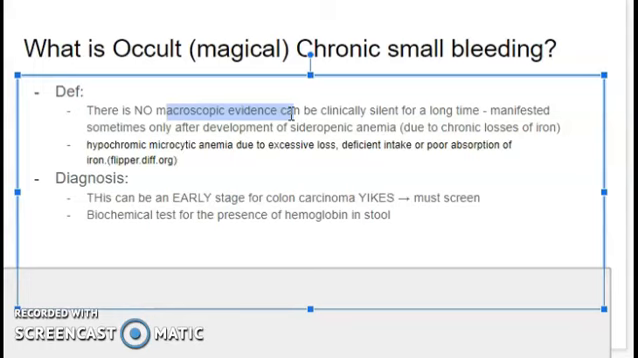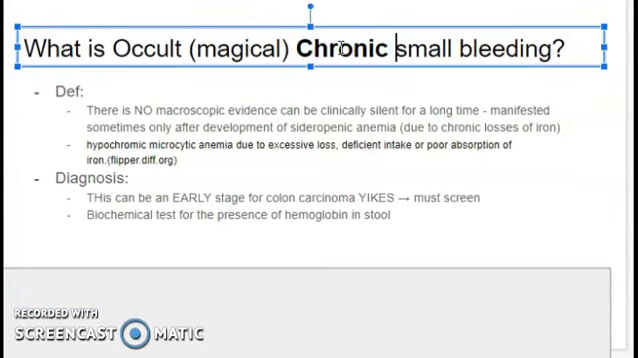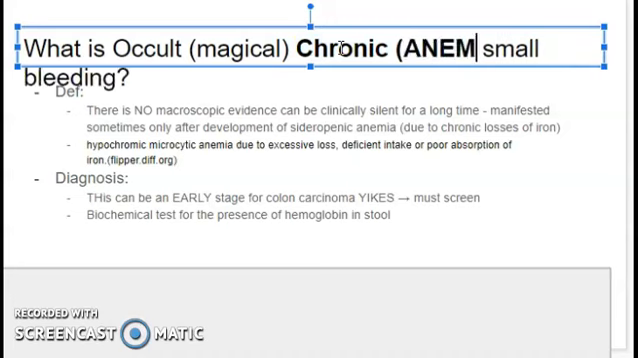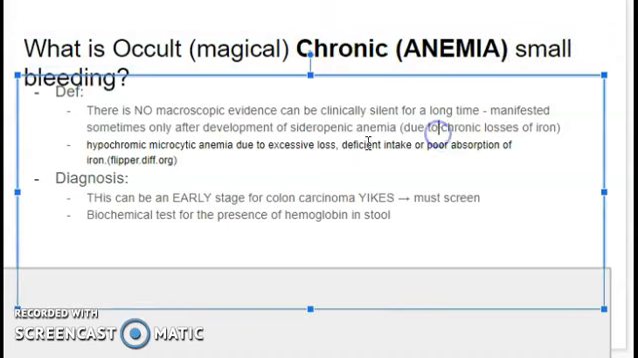If there's so much chronic occult bleeding in the stool, and the keyword here is chronic, it can eventually lead to anemia. And this can cause a hypochromic microcytic anemia. Hypochromic means less hemoglobin, microcytic means small size of the cell.